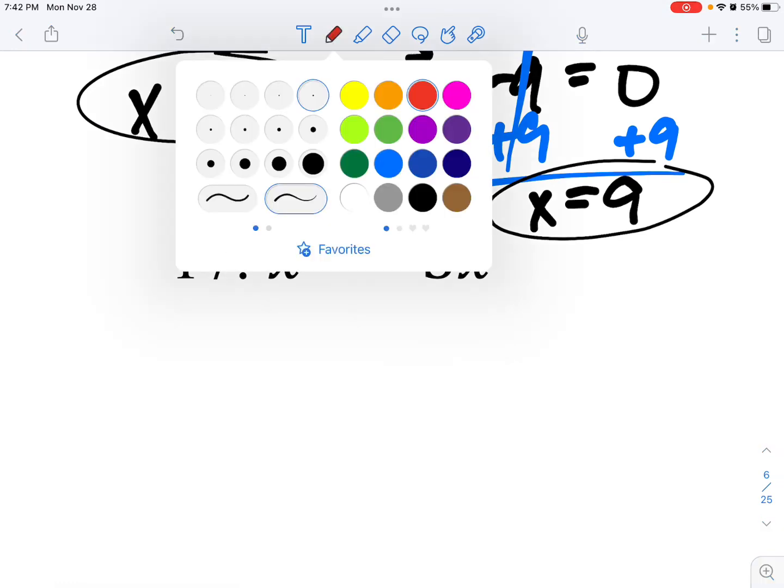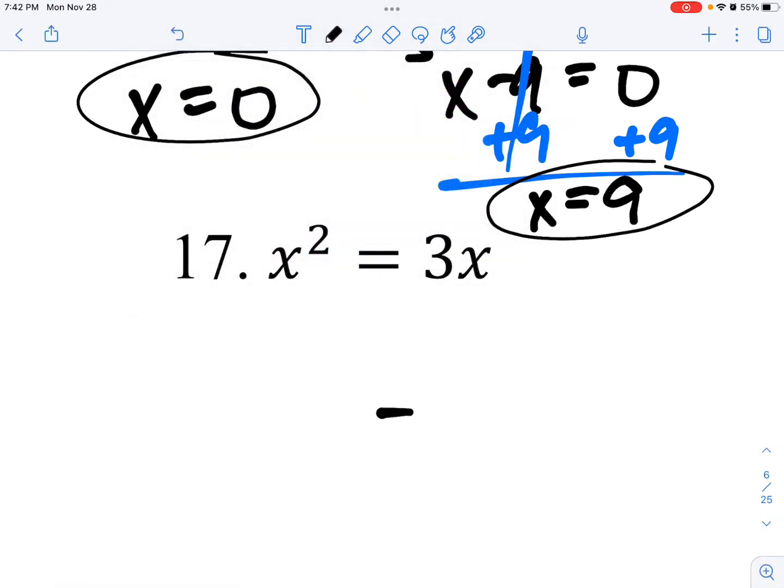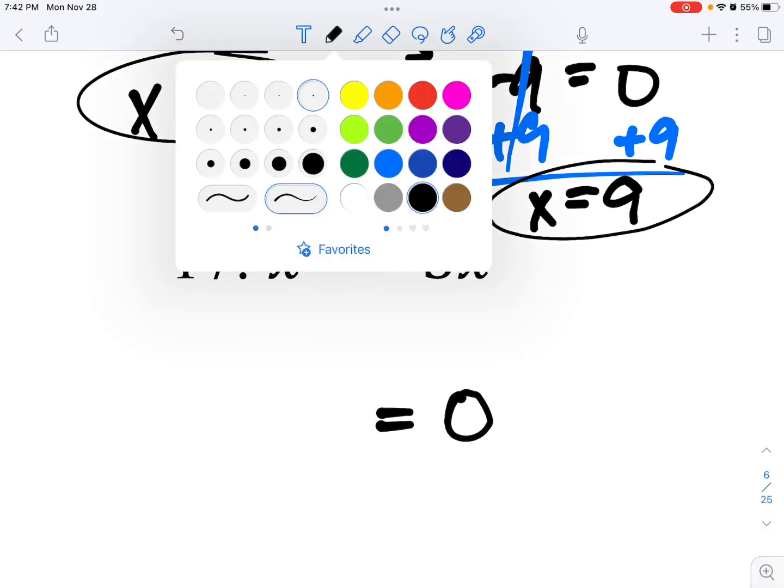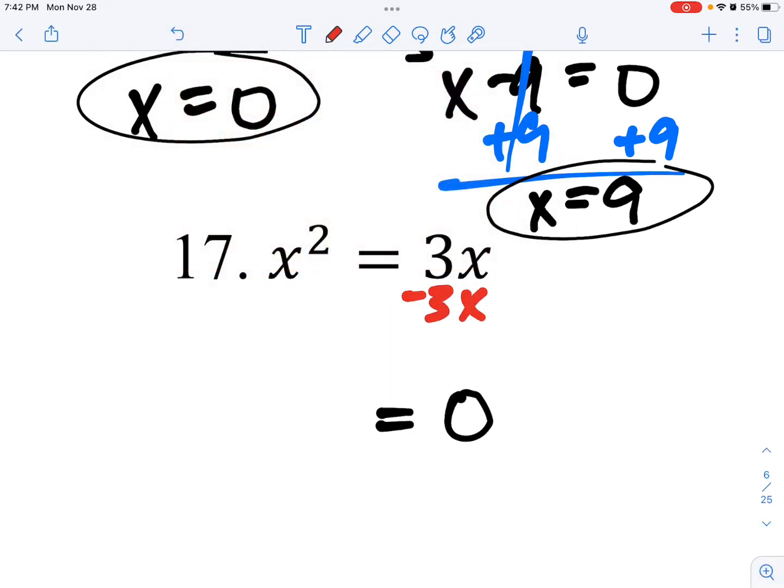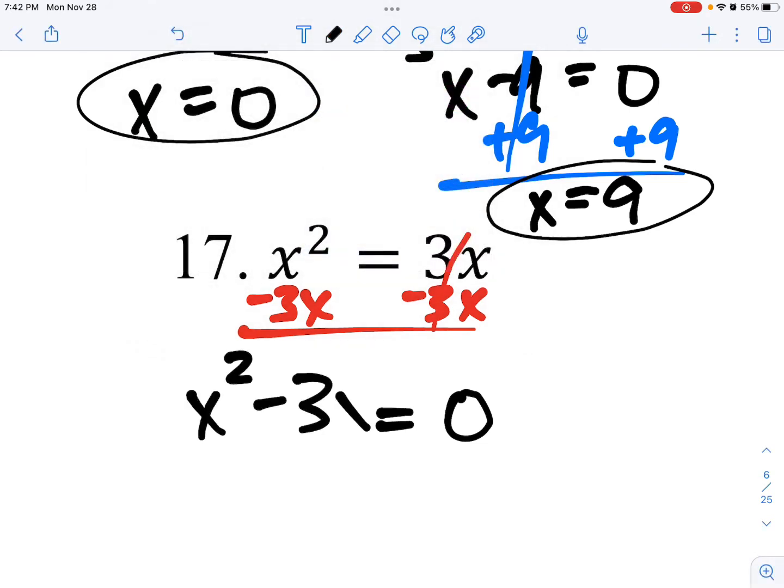If you remember in class, what we wanted was there to be a 0 on one side. So that means everything needs to be on the other side. That means I need to minus this 3x over. It's positive, so to move it, it's going to become negative. This gives me 0 equals x squared minus 3x. I can't combine those. One's an x squared and one's a 3x, so I have to leave it like that.